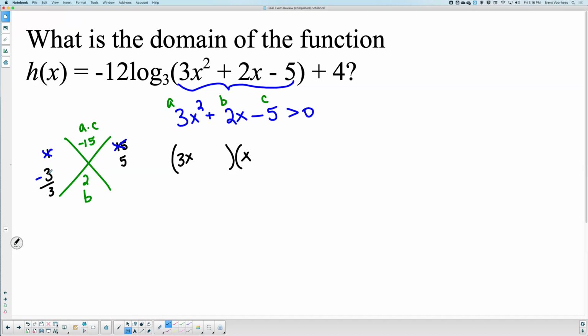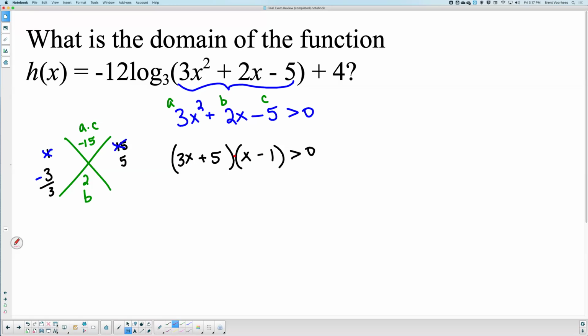Since this value can be divided by 3, that becomes the second term in this parentheses here. This one got divided by 3, so this would also get this negative 1, like that. This 5, 3 cannot go into 5, so it goes with the 3x here. So this is plus 5 greater than 0. So these are my two factors.